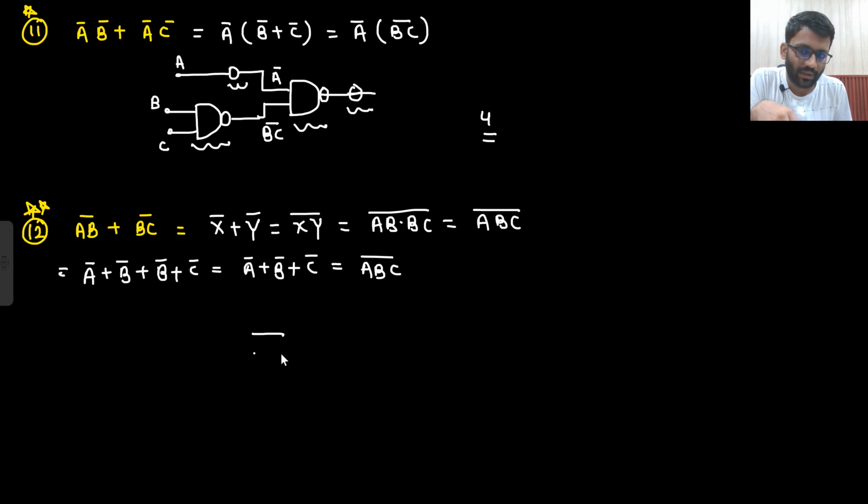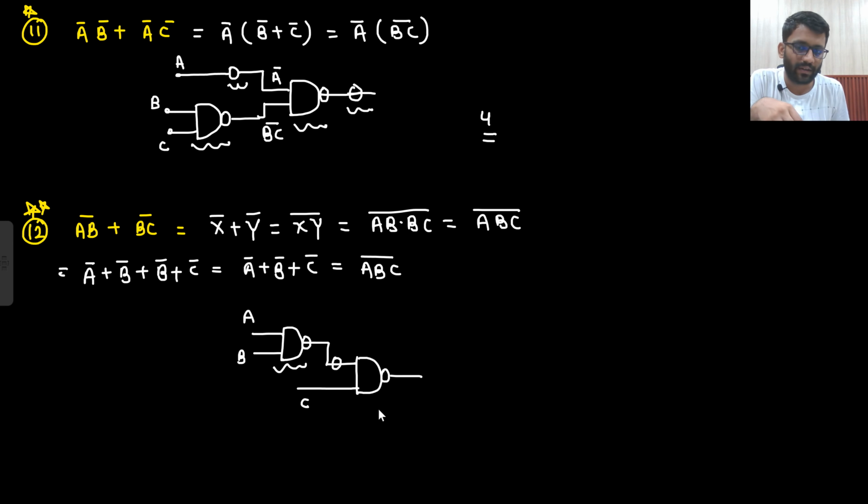So AB into C, and then bar I need to take. So this is what I want, AB into C. So this is already an AND gate. To make this a NAND gate, I need to use one inverter. So another inverter I will introduce. So 1, 2, and 3. Answer is 1 plus 1 plus 1. That is 3. So in this way you can proceed.